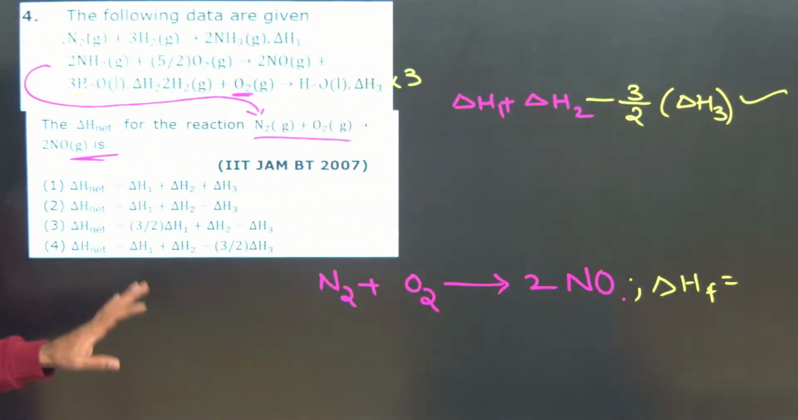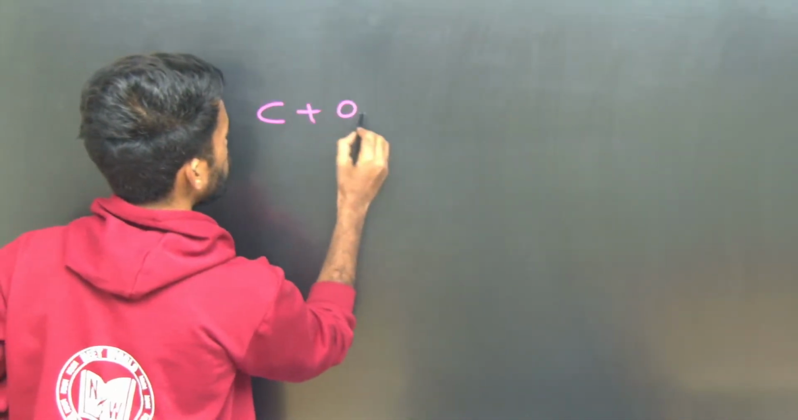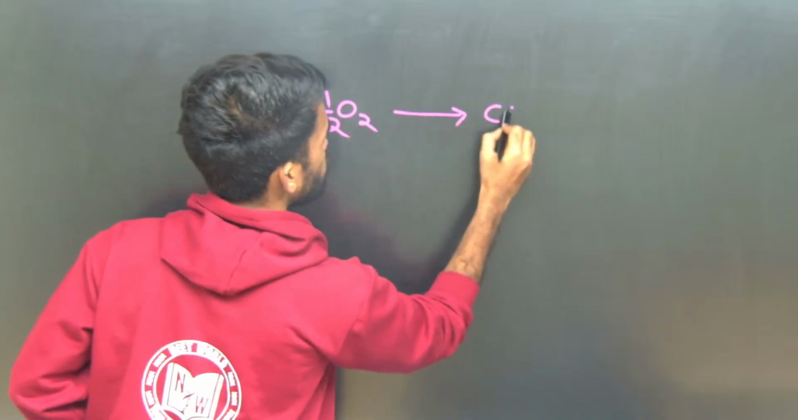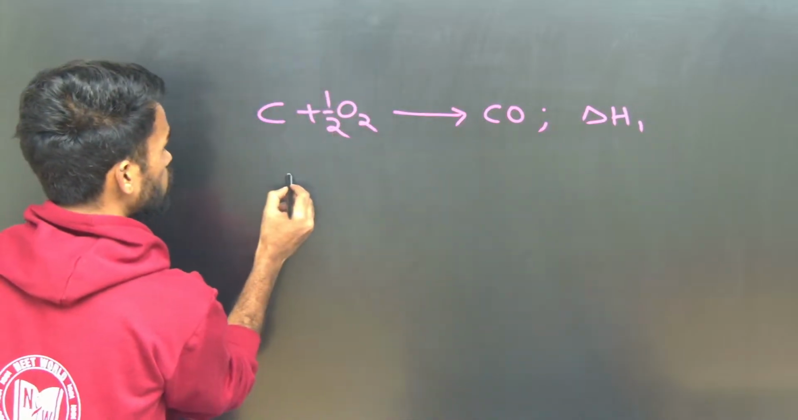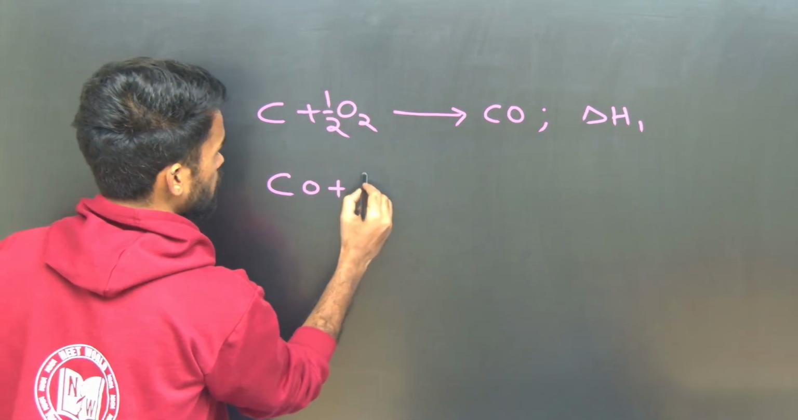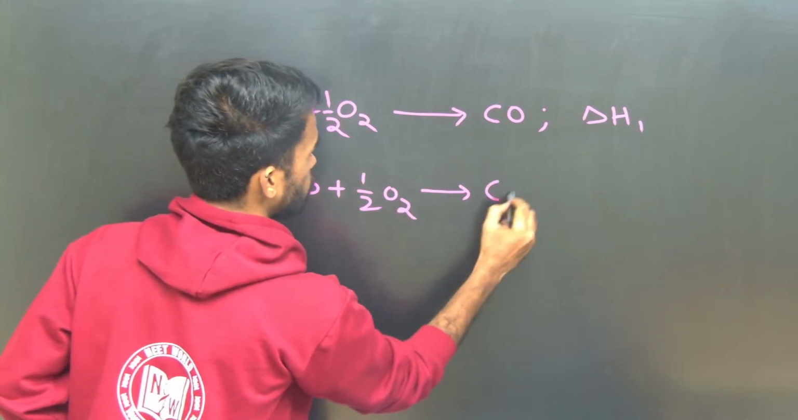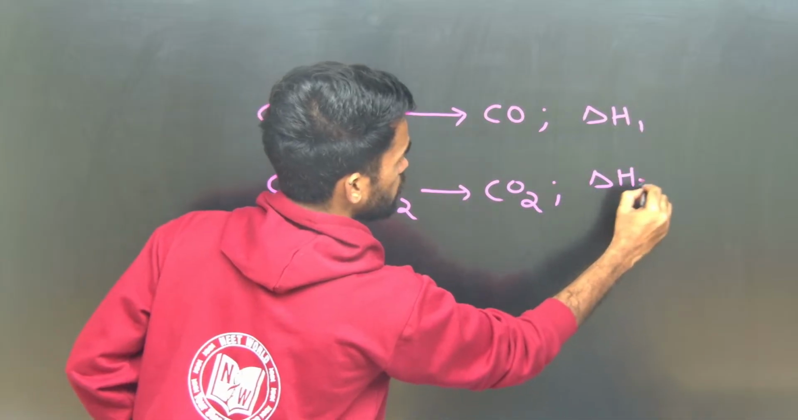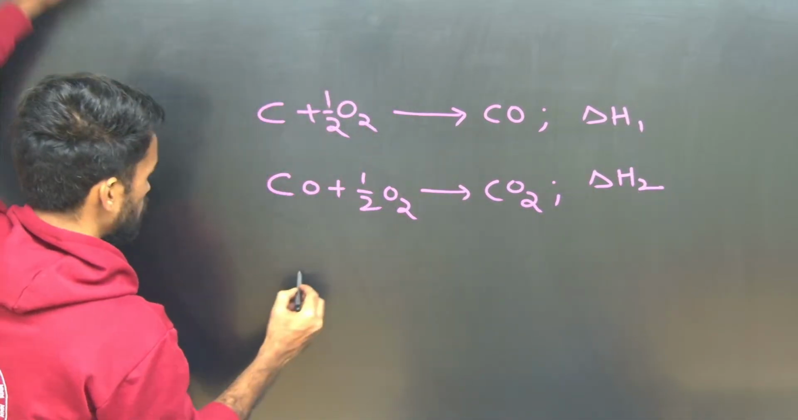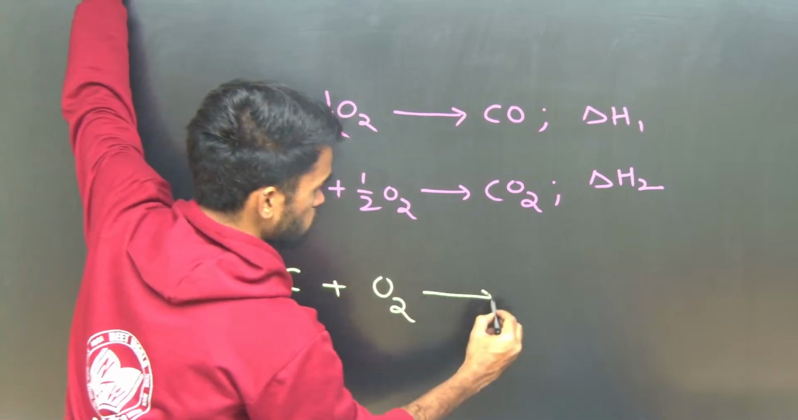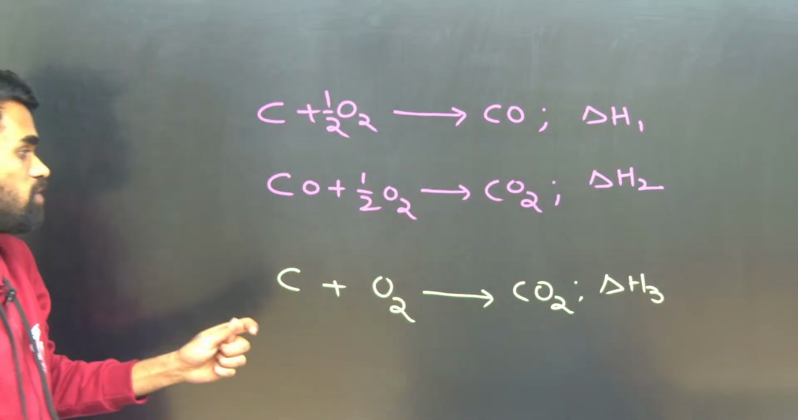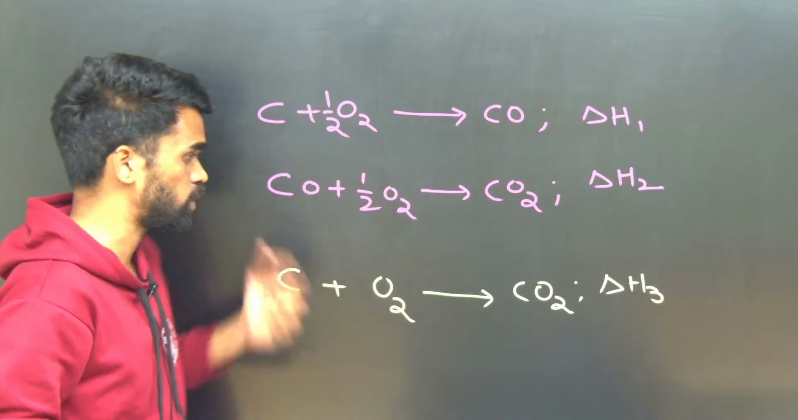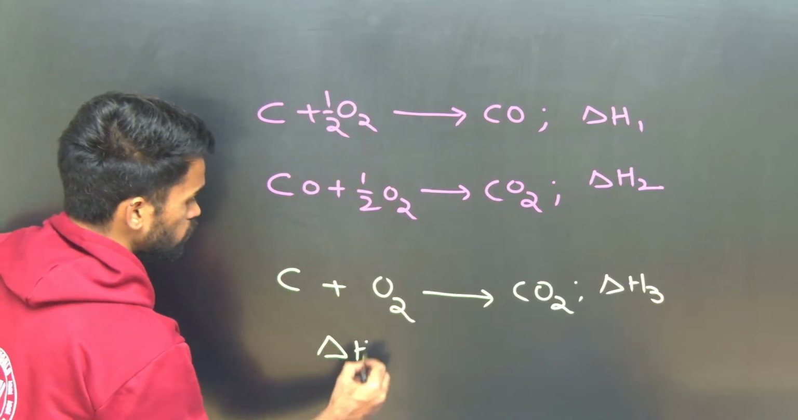I will tell you using one simple example. See, C plus half O2 gives rise to CO. For this process, I am saying the heat energy change is delta H1. Now the second step: CO plus half O2 gives rise to CO2. I am saying this is delta H2. Again I am writing a third reaction: C plus O2 gives rise to CO2. This is delta H3. Now what is the relation between delta H3, H2 and H1?